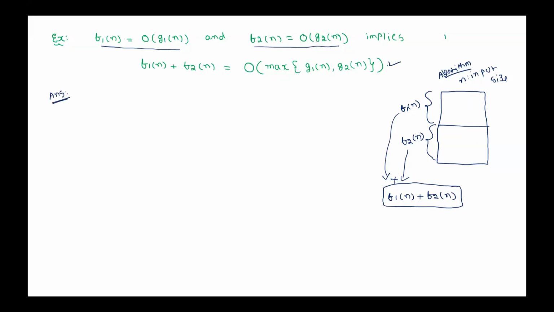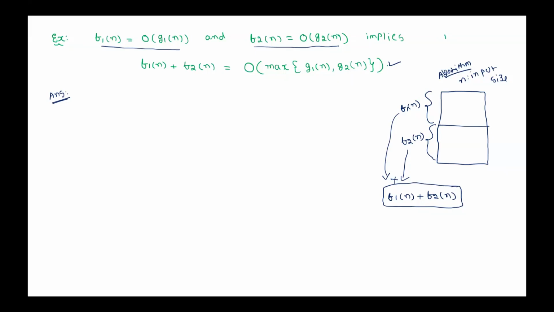Sir, I think it will be true only when f2 of n is also equal to big O of g1 of n. Only then it will be true, I guess. This is true, no?